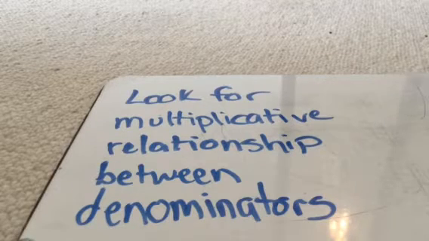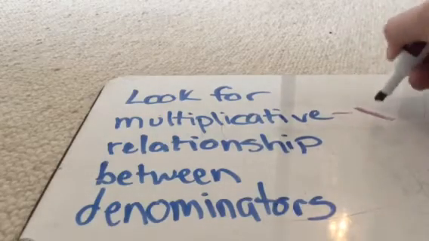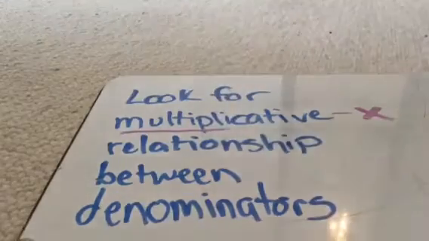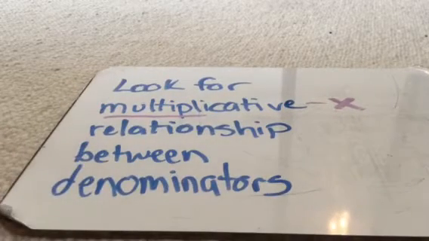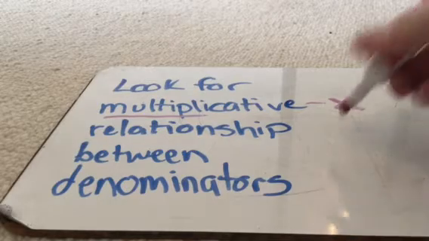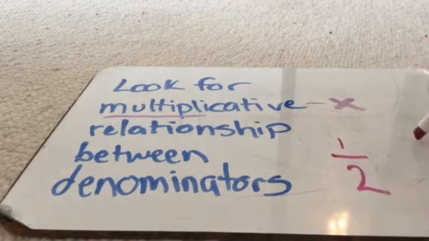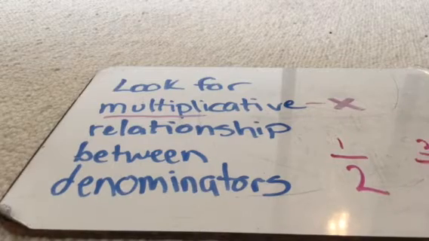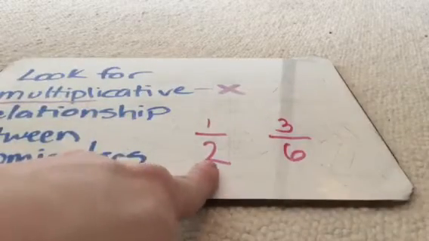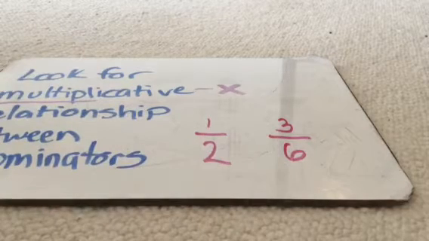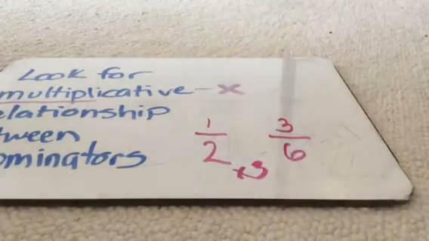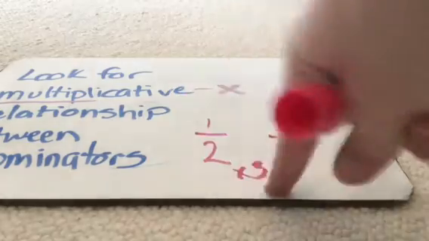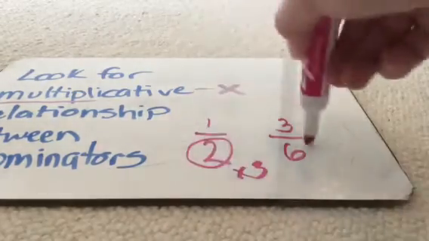So what does that mean? Well, multiplicative means what we think it might mean. Multiply. Okay, so looking for a multiplication relationship between the denominators. So for example, 1/2 and 3/6. Could I multiply 2 times anything to get 6? Well, yeah, 2 times 3 is 6. So that's a multiplicative relationship. I could do times 3 to get 6. So that's a relationship based on multiplication between the two denominators.